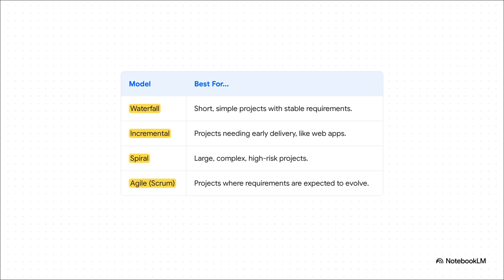If you need to get core features out the door super fast, like for a new website, the incremental model is your friend. For those huge, complex, mission-critical projects where failure is just not an option, think NASA, you need the risk-focused power of the spiral model. And for pretty much everything else in our fast-changing world, Agile and Scrum are the go-to choice.